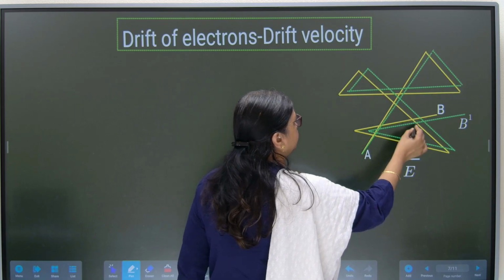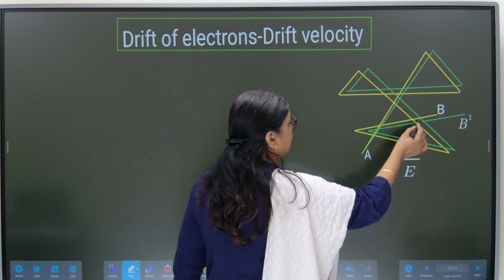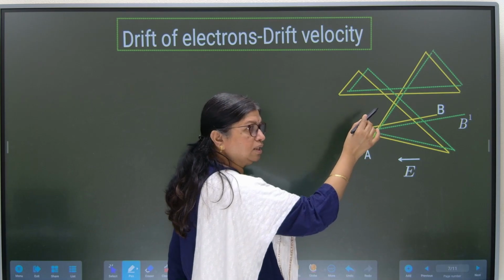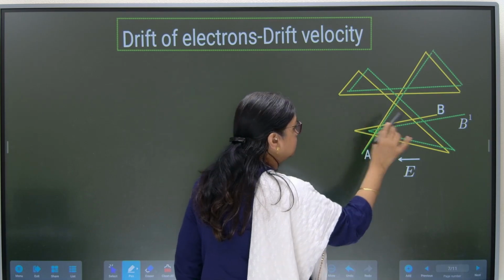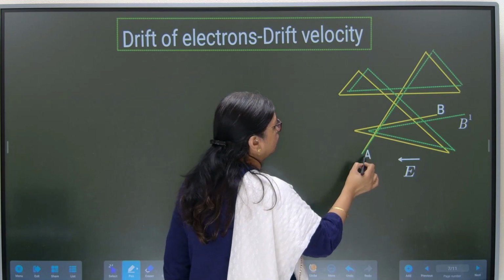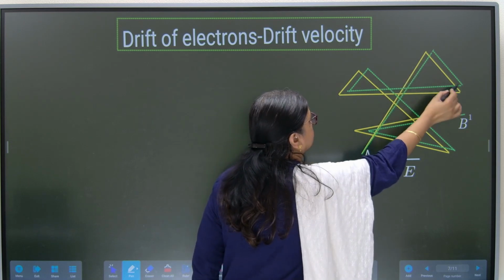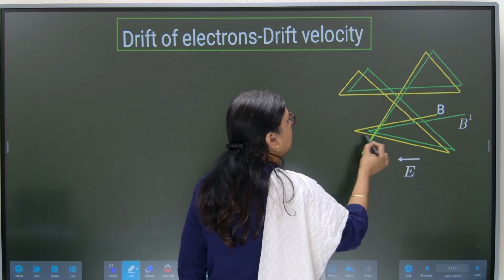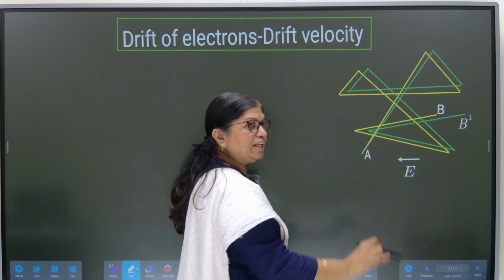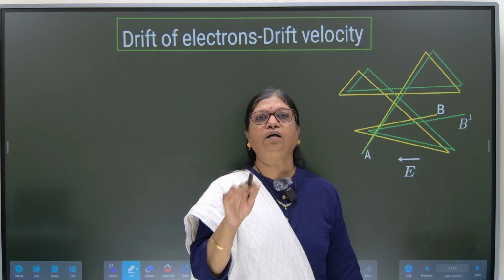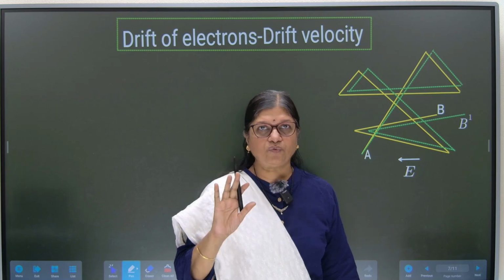After every collision, the speed remains the same, but the velocity, that is the direction, changes. Consider that this particular electron has started from A, has successive collisions and has reached the position B after colliding with the various ions on its way.